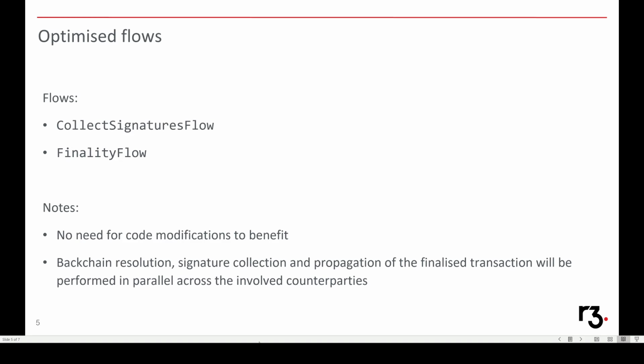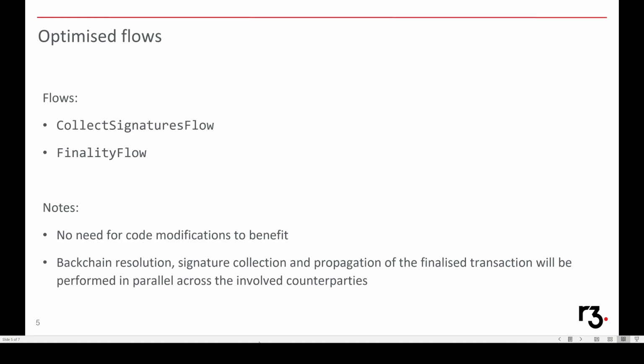And the second flow is the finality flow, which is responsible for finalizing a transaction through the use of a notary, and then sending the finalized transaction to all the involved parties. Those two flows share a common characteristic, which is that the same kind of payload needs to be sent to multiple parties. And this is where the biggest part of the benefit is gained by parallelizing this aspect. So the new versions of these flows will be collecting signatures from multiple parties in parallel for the collect signatures flow. And in the second case, they will send the finalized transaction to multiple parties in parallel.